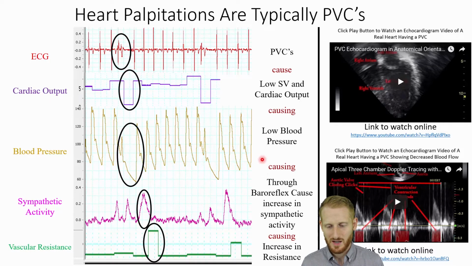That increase in sympathetic activity caused an increase in vascular resistance. All right, so this just kind of puts all the things we've been talking about together in a single real-life situation. PVCs are something that happens to people all the time. It's just a few here or there. It's not a big deal. But you can see how they can pretty quickly get to the point where they're affecting your heart's ability to do its job.